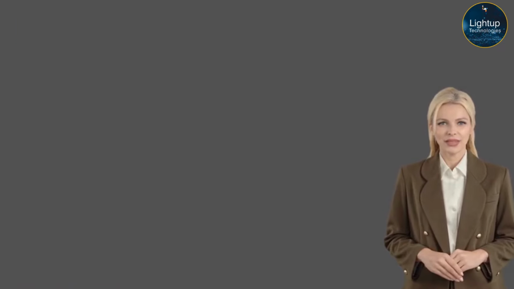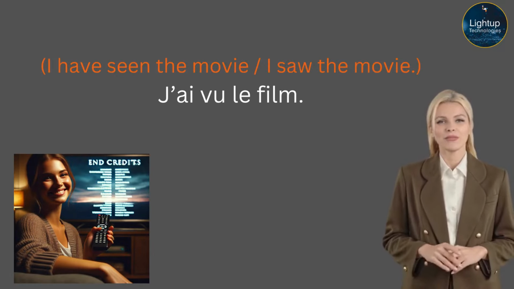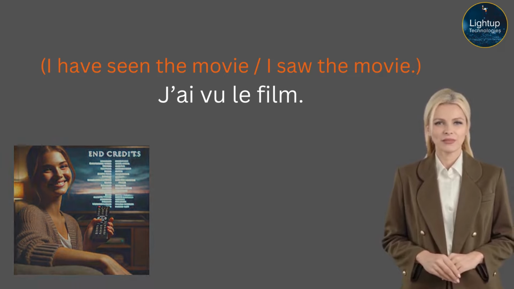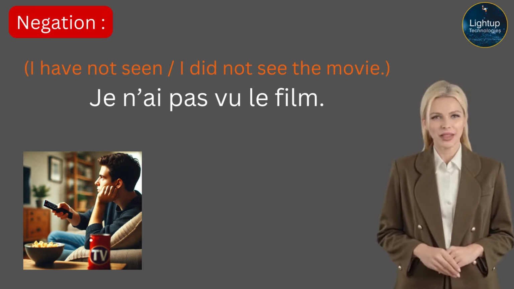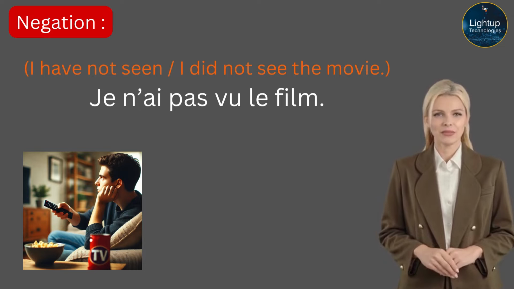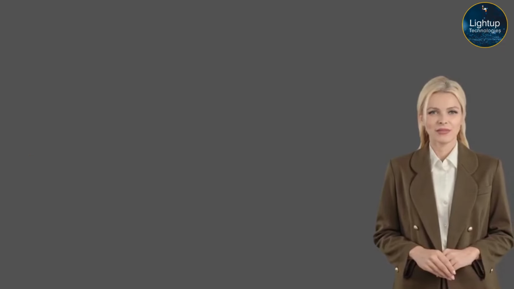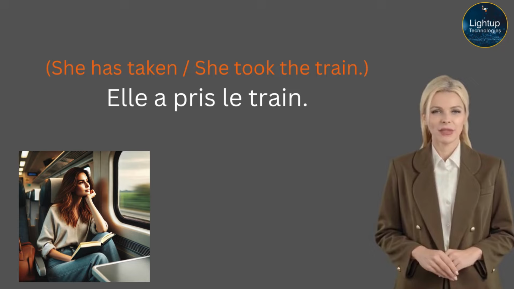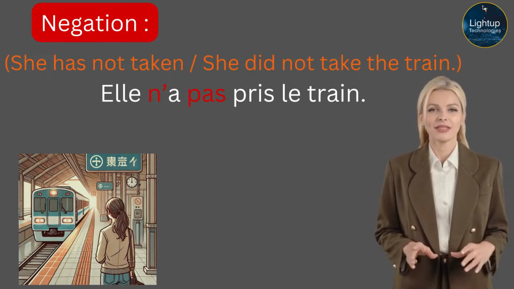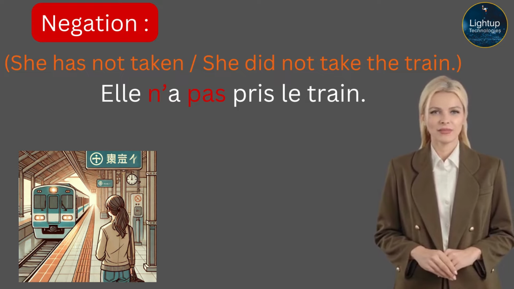Let's look at another example. I have seen the movie, or I saw the movie. J'ai vu le film. Now, how would you say, I have not seen, or I did not see the movie? Je n'ai pas vu le film. Now let's look at another example. She has taken, or she took the train. Elle a pris le train. How would you say, she has not taken, or she did not take the train? Elle n'a pas pris le train.